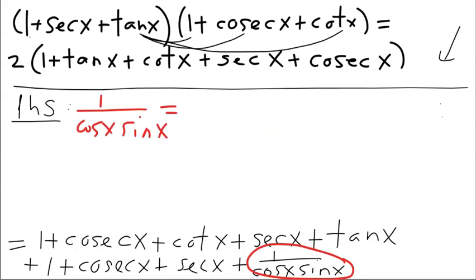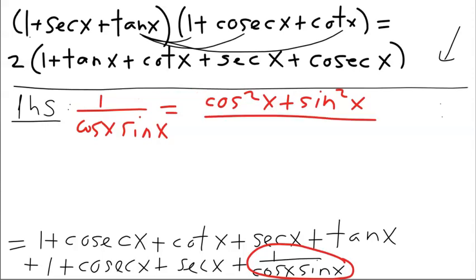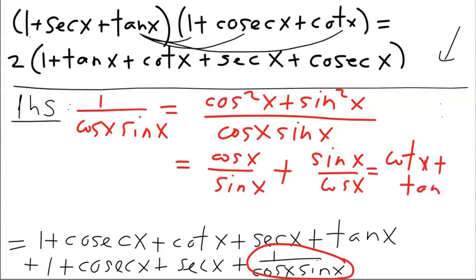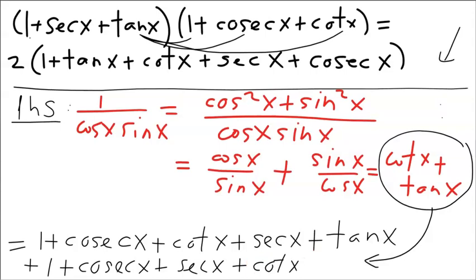That can be rewritten in the following way. Now, using the identity that cosine squared x plus sine squared x is 1, we are substituting 1 for cosine squared x plus sine squared x, divided by cosine x sine x. You see that this can be rewritten quite simply as cosine x over sine x plus sine x over cosine x, which is cotangent x plus tangent x. So substituting this result in here, we will get cotangent x plus tangent x.